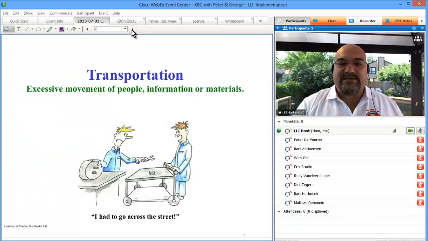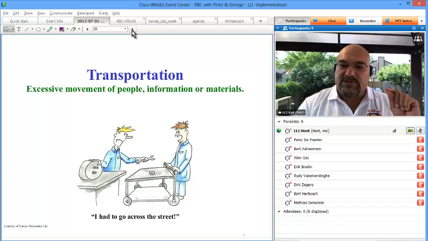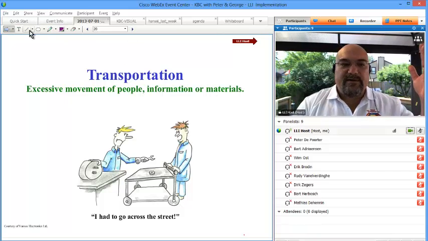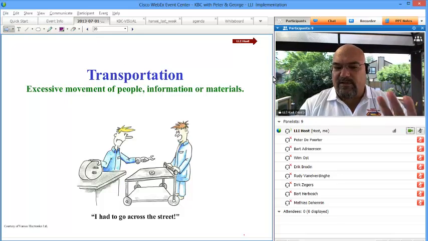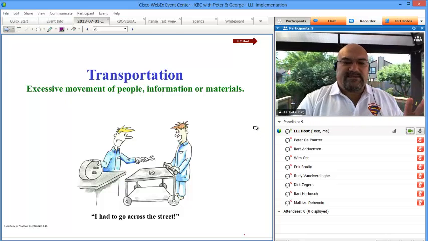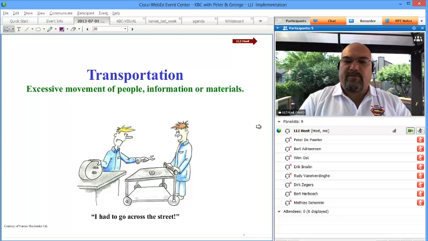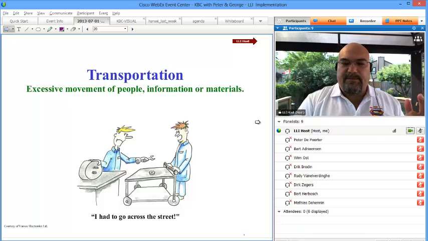So the first waste is transportation. I want two examples. As soon as somebody has an idea, put your cursor up there. But transportation is excessive movement. Don't do it now. I'll ask you when. Excessive movement of people, information, or materials. So it could be one of those three. People, information, or materials.